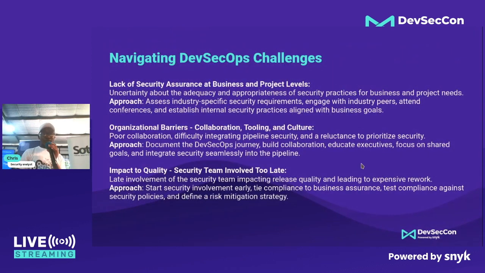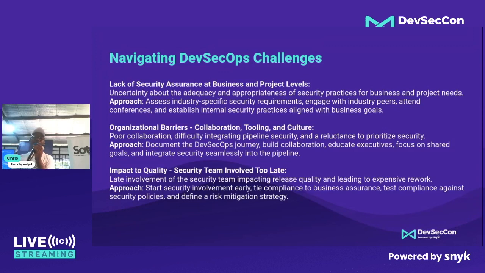Yeah. So some of the challenges people find in implementing DevSecOps: we do have a lack of security assurance at business and project levels. So this is basically uncertainty about the adequacy or appropriateness of security practices for business or project needs. You find that the security requirements are not exactly defined in some of these projects, so you do not really get to build securely with all the correct measures in line.